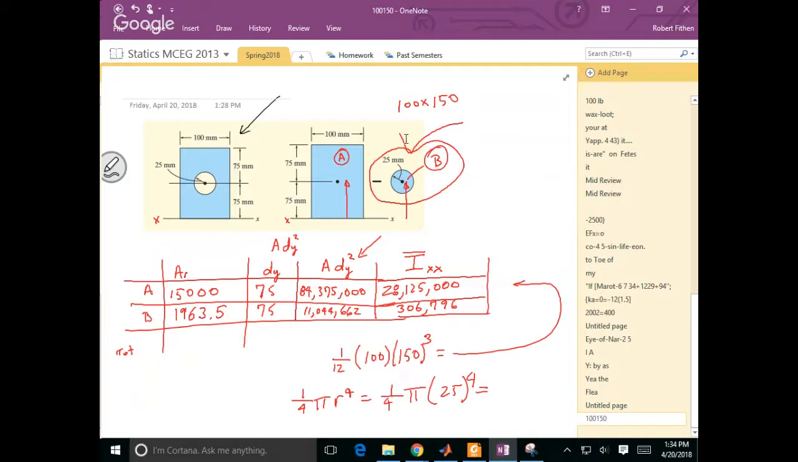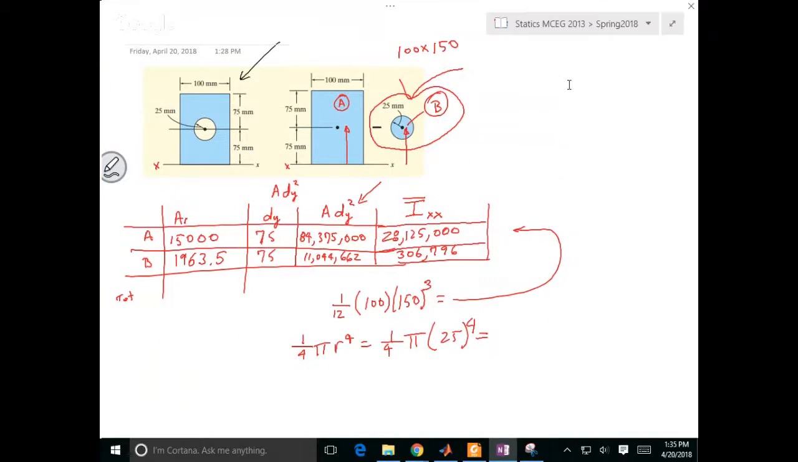Looks kind of funny. In fact, I can't go down any further for some reason. There we go. So what I need to do is find the I of A about that X, I guess you could say. So I better write it like that, and then take off the I of B about the X.